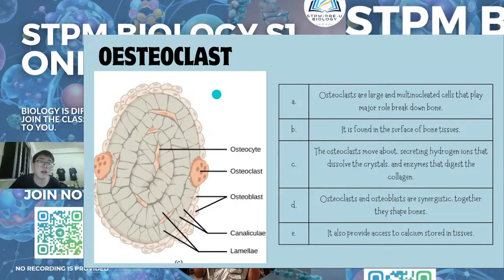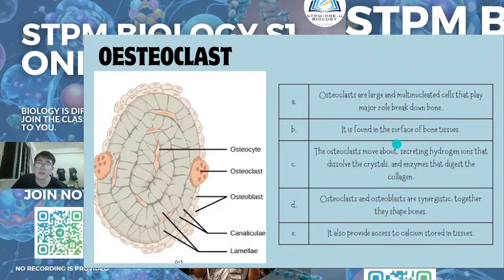Okay. And another cell is called osteoclasts. So osteoclasts are large, multi-nucleated cells that play a major role in breaking down the bone. So osteoclast is found on the surface of the bone tissue. Dia dekat surface punya. Kalau awak tengok osteocyte and osteoblast, dia dekat dalam punya. It is found within the bone tissue. But for the osteoclast, it is found on the surface of the bone tissue. So normally it plays a major role to break down the bone.